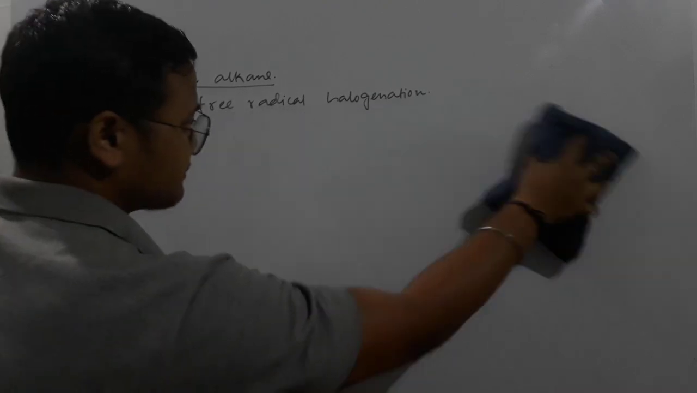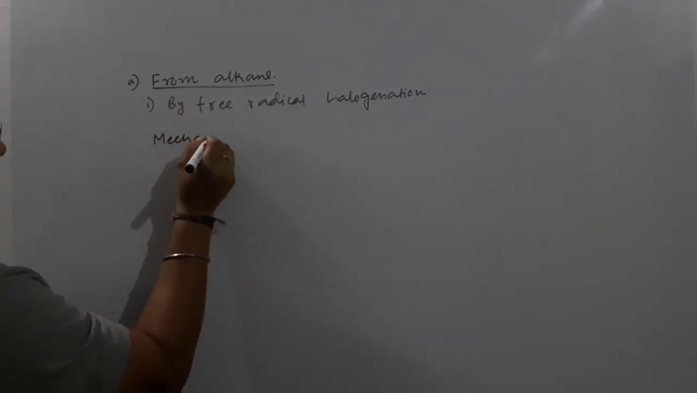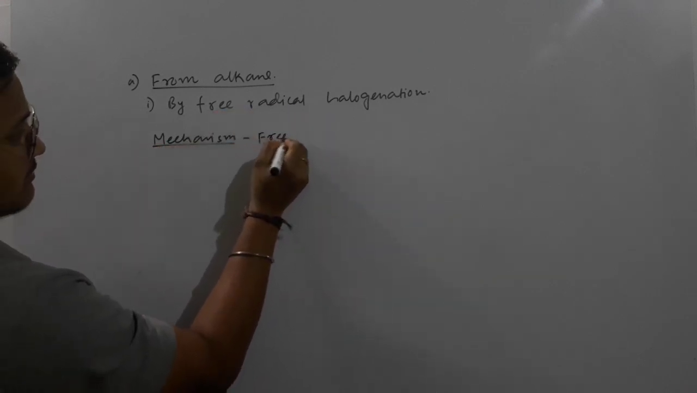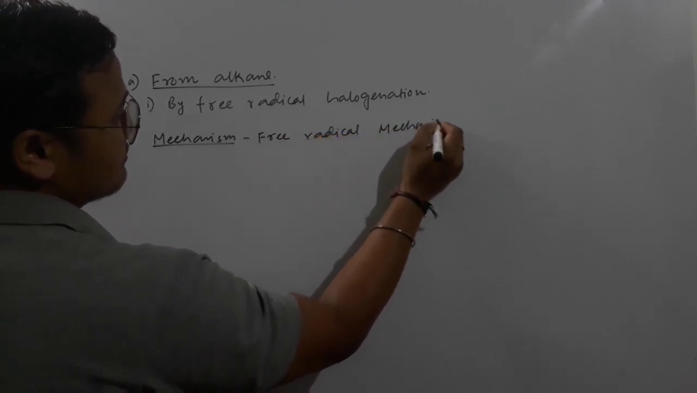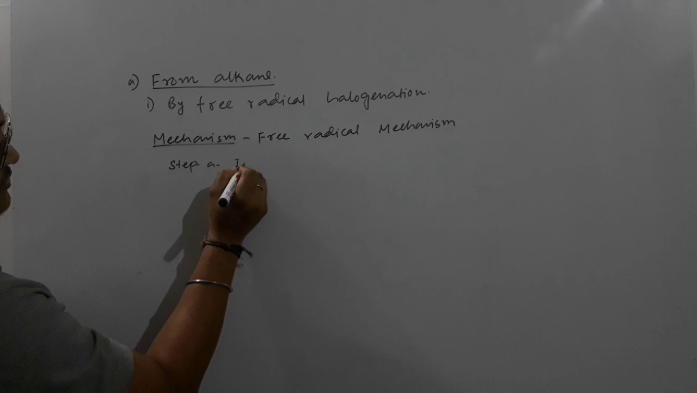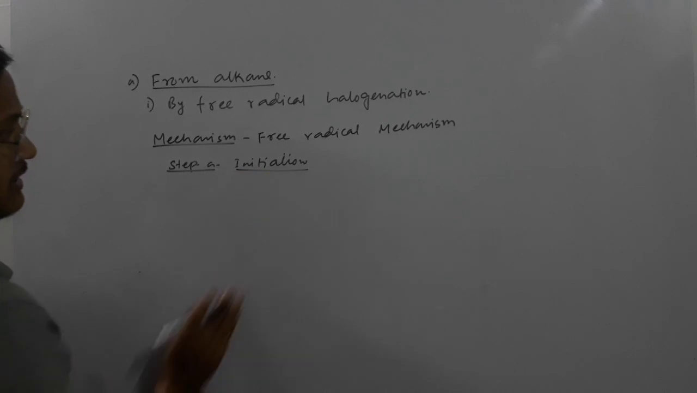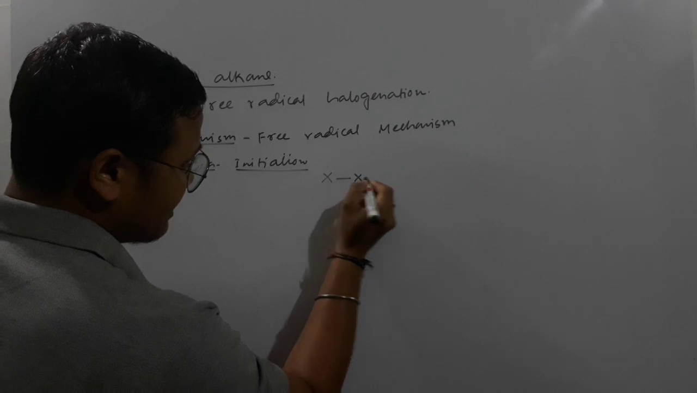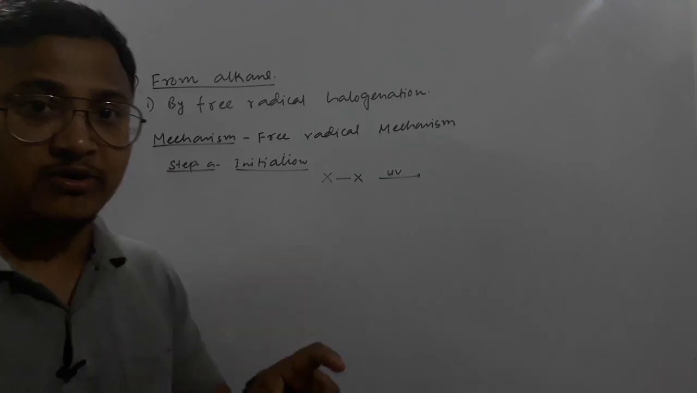Now if you look at the mechanism, it involves 3 steps. It is a free radical mechanism. Step 1 is known as the initiation step. In this initiation step, what exactly happens? Whatever halogen molecule we are taking, it will break its bond by homolytic bond cleavage. And in homolytic bond cleavage, what happens?